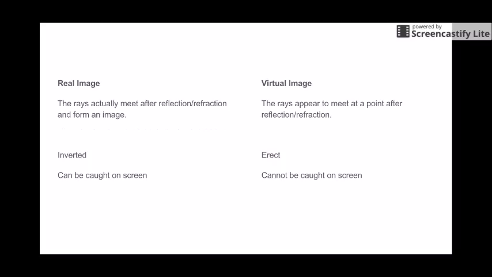Now, there are two types of images, real and virtual. These images have some characteristics. For example, real images are inverted and can be caught on screen. Virtual images, on the other hand, are erect and cannot be caught on screen.